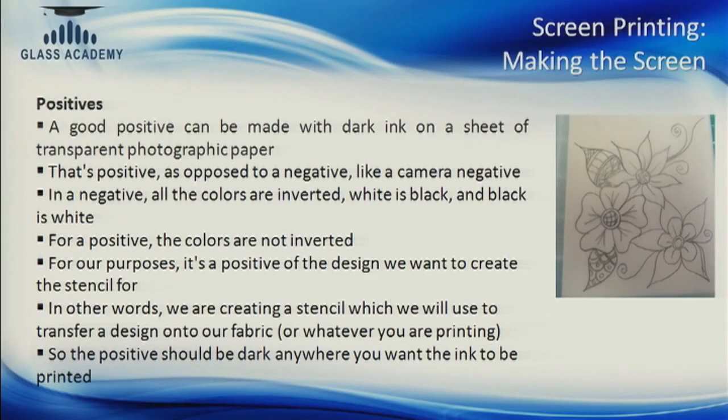A good positive is made with the dark ink, which doesn't let the light pass through it, on a transparent sheet of photographic paper. So the positive is different than a negative. A camera negative is where the colors are inverted. In this case, it's not so. In a positive, the colors are not inverted. Essentially, the dark portions are the ones which will block the light, and these are the areas where the ink will pass through. So the area where you need the ink to pass through needs to be dark. That's why it's called a positive and not a negative.